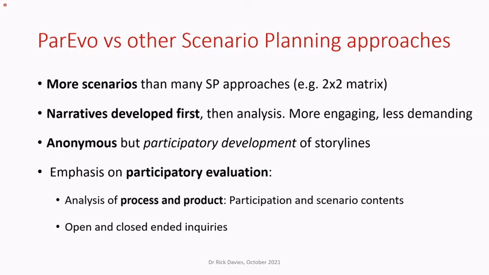The process is anonymous. Participants do not know who each other are, but it is still a participatory process because people are choosing to build on each other's storylines according to their interests and the development of those storylines. And finally, there's a big emphasis on evaluation of those storylines at the end of the process. And this is a preeminently participatory evaluation, one that looks both at the process whereby people have contributed to the storylines and the products, the contents of those storylines. And I'll talk a bit more about that shortly.